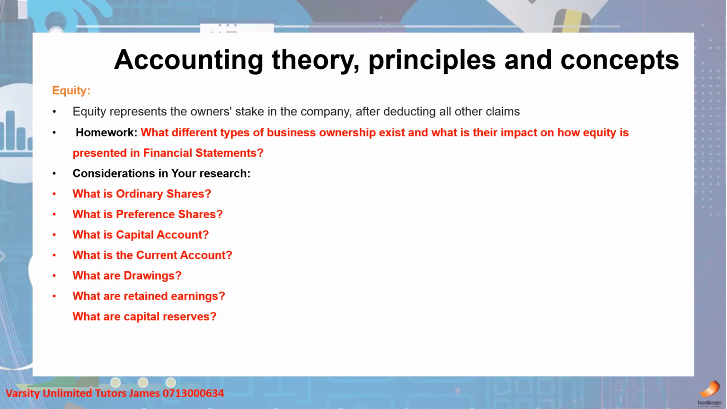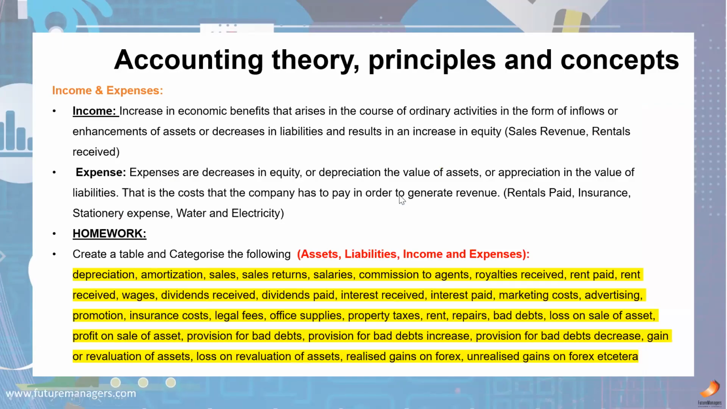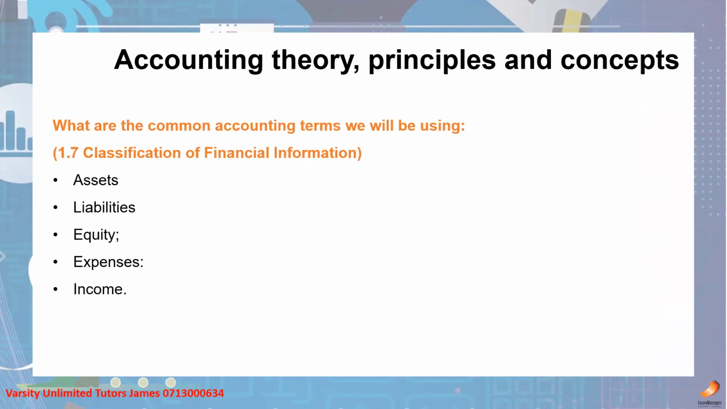But all of these things are related to equity of a business. But in short, equity represents the owner's stake within a business, right? So those are our 5 key terms in a business. Those are our 5 key terms: asset, liabilities, equity, expenses, and income. Now that we know these things, how are these things related? How are assets, liabilities, equity, expenses, and income related?